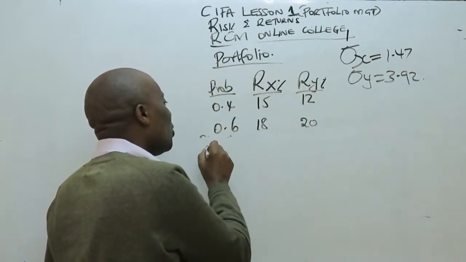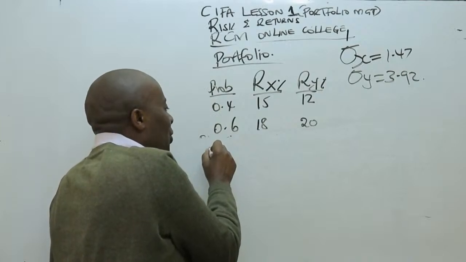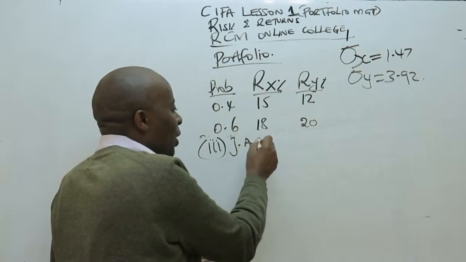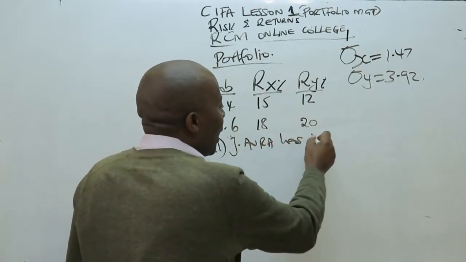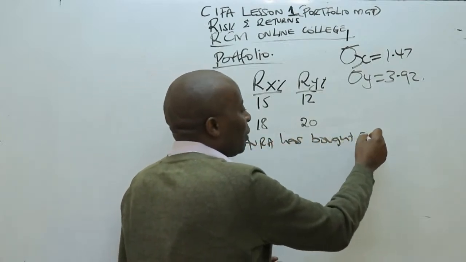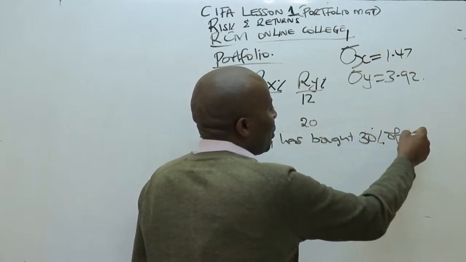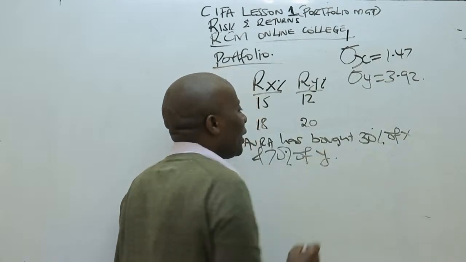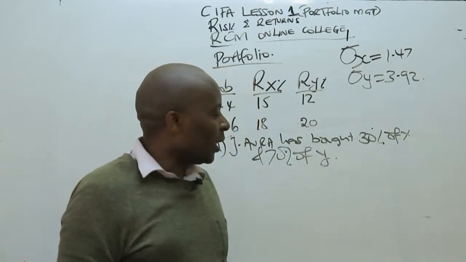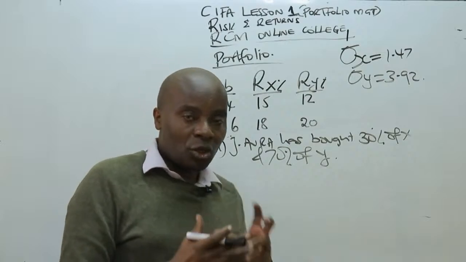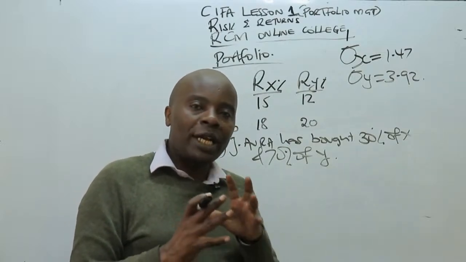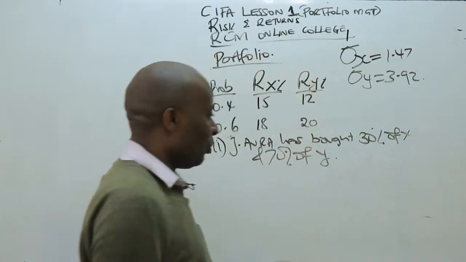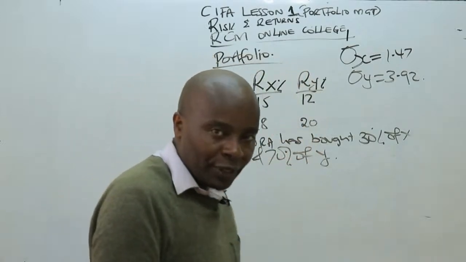I would want you great students of ours to look at this third scenario where we have J. Aura has bought 30% of security X and 70% of Y. So in short, J. Aura has formed a portfolio, because a portfolio is a combination of investments.